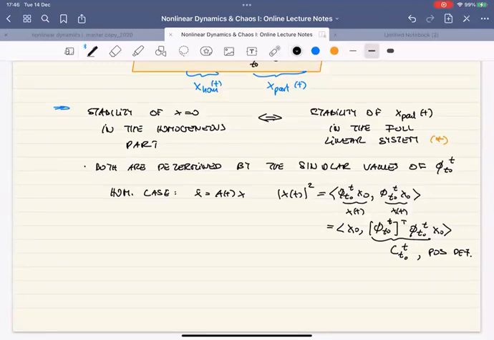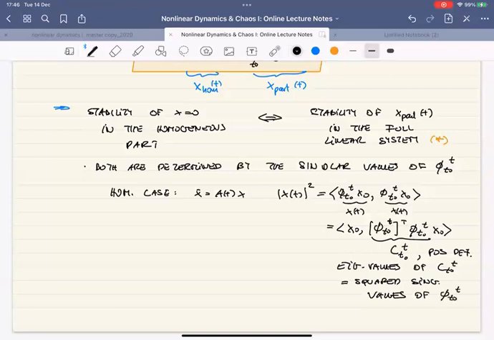But the eigenvalues of this tensor at t naught are equal to the squared singular values, by definition, of the deformation gradient.